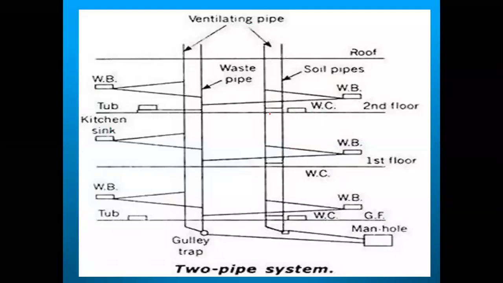So if you see the figure here, this one is one ventilation pipe, this one is the other ventilation pipe. So the same, ground floor, first floor and second floor. You are having wash basin, bathtub, kitchen sink, wash basin, bathtub. Soil pipe, here. This one is a ventilation pipe, this one is a ventilation pipe, this one is a waste pipe, this one is a soil pipe. So here it is connected to the manhole. The second pipe is also connected to the manhole.